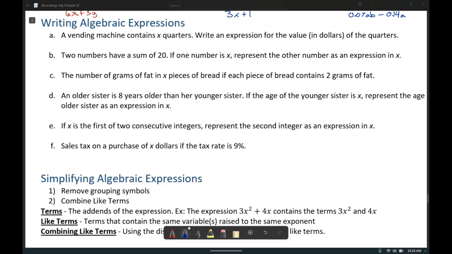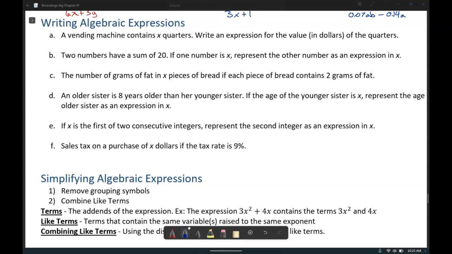Next thing we're going to do is look at some more algebraic expressions that we want to write, and we will have to think really carefully about how we're going to set these up. Sometimes it helps to translate them or write a phrase that's much simpler and then think about how that phrase will translate. So we have a vending machine that contains x quarters.